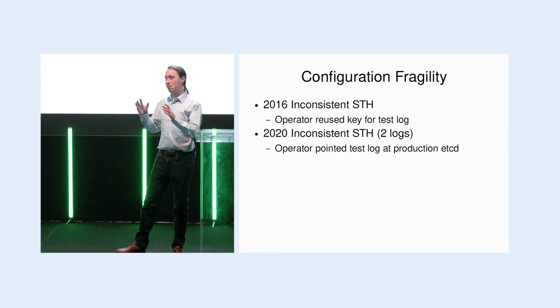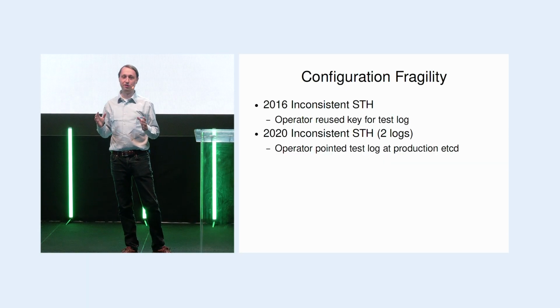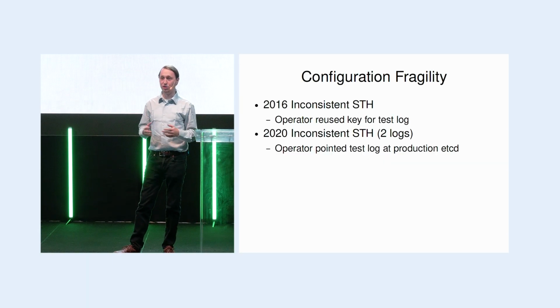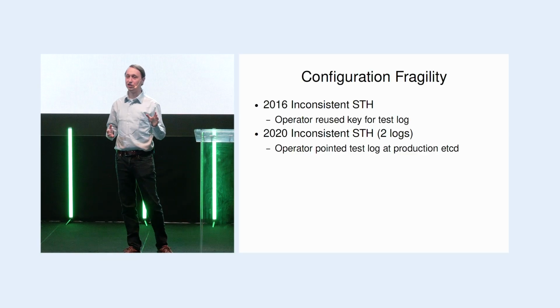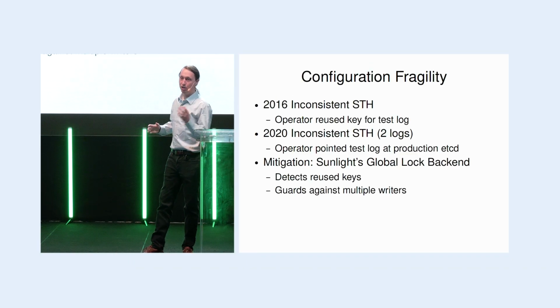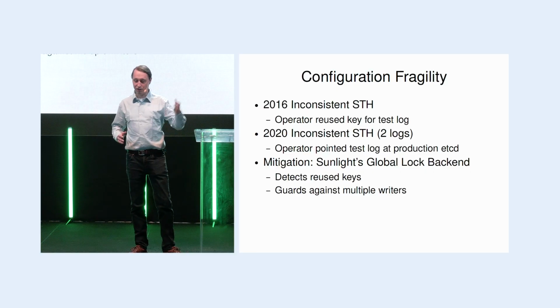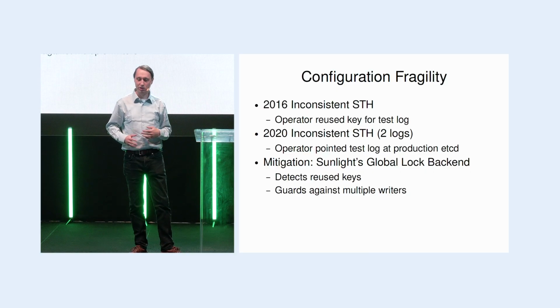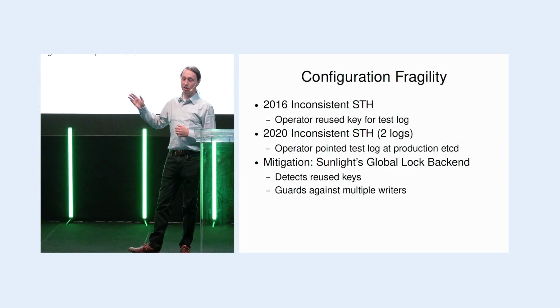So it's certainly not possible for log software to prevent all mistakes an operator could conceivably make, but I think log software should try really hard. And I want to talk about Sunlight's global lock backend. Sunlight is Filippo's static CT API implementation, and I really love the global lock backend.